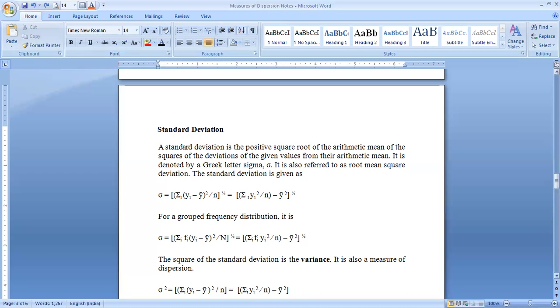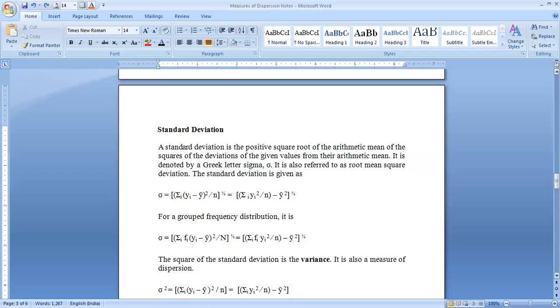And for a group frequency distribution, this formula can be written as sigma is equal to the square root of summation fi into (yi minus y bar) whole square upon n, which is also equal to the square root of summation fi yi square upon n minus y bar square. So these are the formulas to calculate the standard deviation for the individual series, and for the group frequency distribution, where the frequency will come in the distribution.